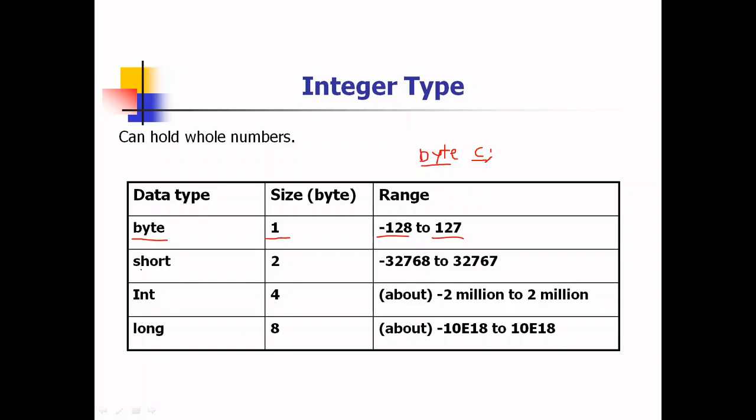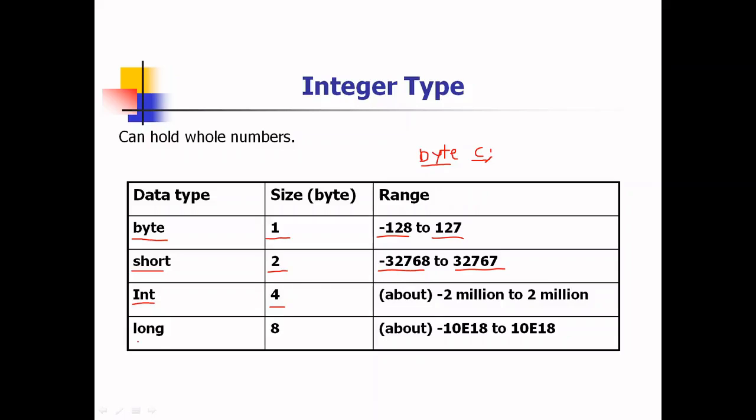Okay, the second integer type is short, which takes 2 bytes. That means it takes 16 bits, and the values which we can store vary from -32,768 to +32,767. In case of integer, that is int, it takes 4 bytes, and we can have values approximately -2 billion to +2 billion.